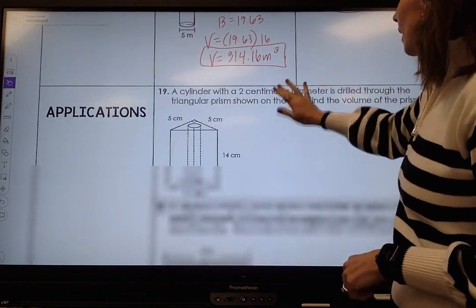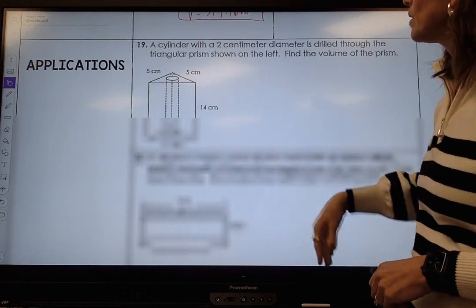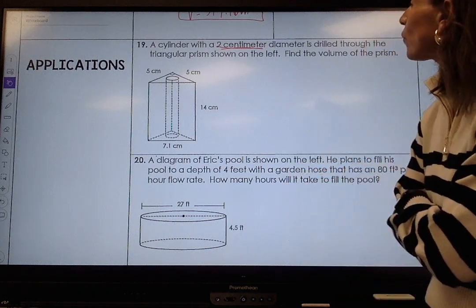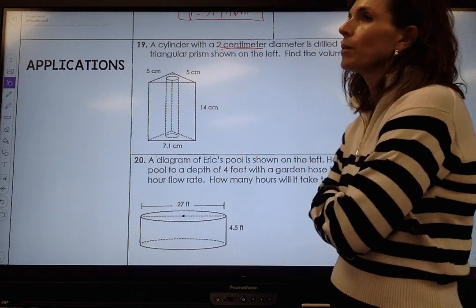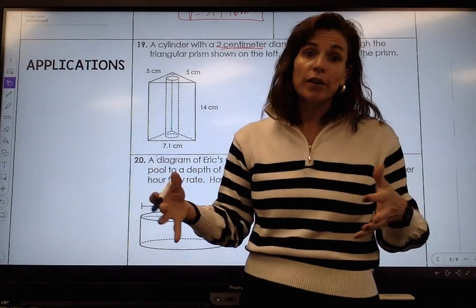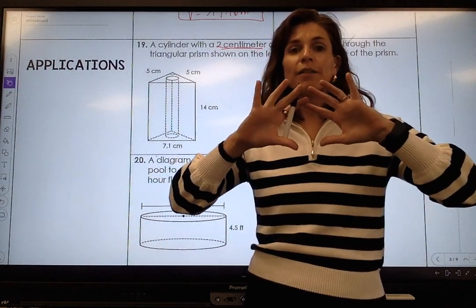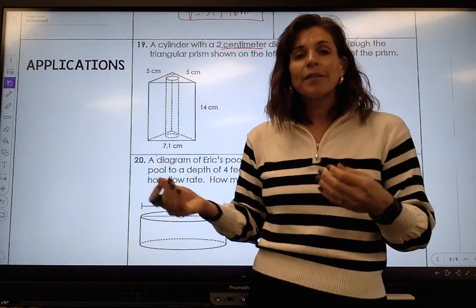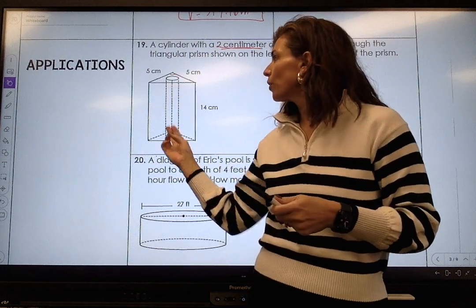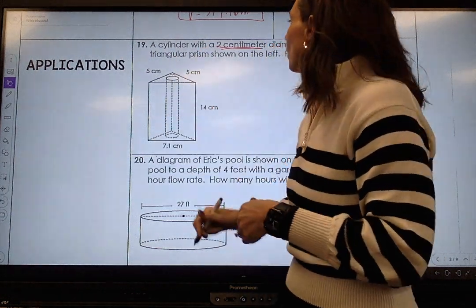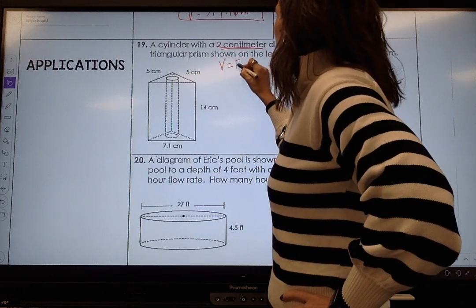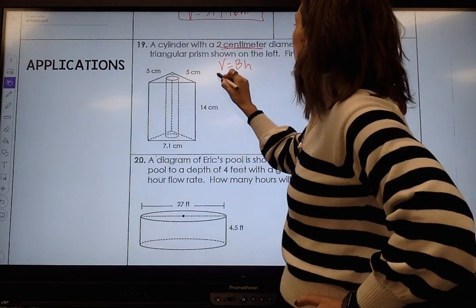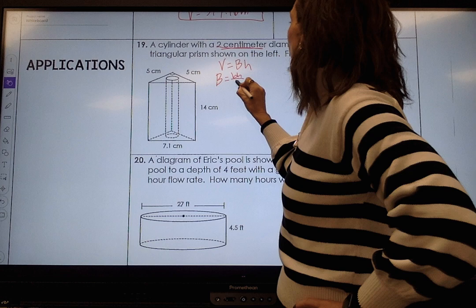Now, let's look at these applications down here. So this application says a cylinder with a 2 centimeter diameter is drilled through the triangular prism shown on the left. Find the volume of the prism. So this is one of those find the area of the shaded regions where you find the volume of the whole prism, which in this case is a triangular prism, and then we subtract out the volume of this cylinder, right? So I know I've got the volume of the triangular prism. So triangular prism, what's big B in this case? Big B is going to be base times height divided by 2.